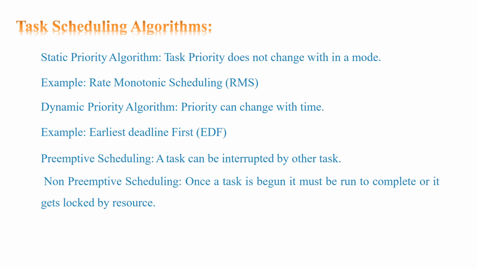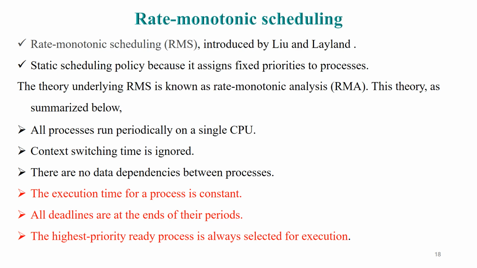So, we will see the example for this, rate monotonic scheduling, that was introduced by Liu and Layland. It is a static scheduling policy because it assigns fixed priority to the processes. The theory underlying the RMS is known as rate monotonic analysis. The theory is summarized below.